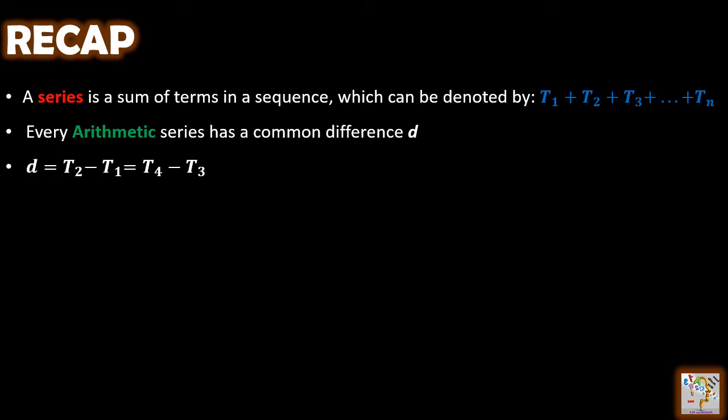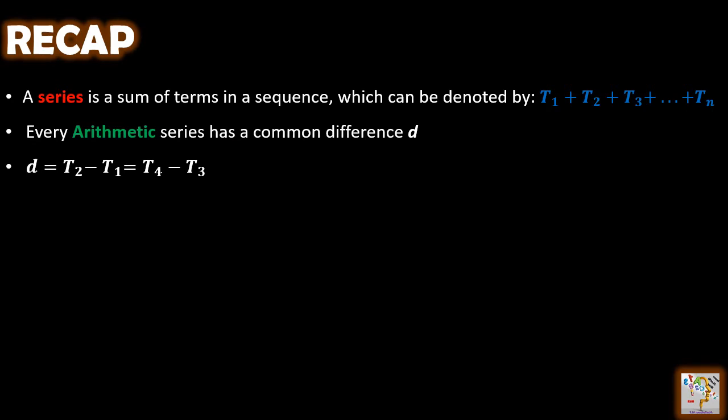Another thing: when you want to determine this difference, which is common, you always take the succeeding term and subtract the preceding term. The next term minus the previous term. So it will always be given by T2 minus T1, which must always be equal to T4 minus T3. If T2 minus T1 is not equal to T4 minus T3, then the series doesn't qualify to be called arithmetic. It only qualifies if the difference between T2 and T1 is the same as the difference between T4 and T3, and so on.